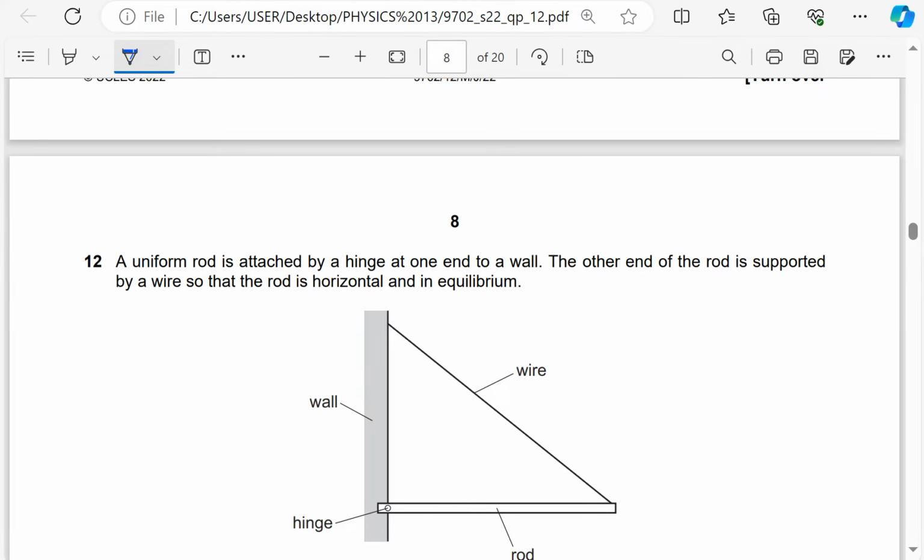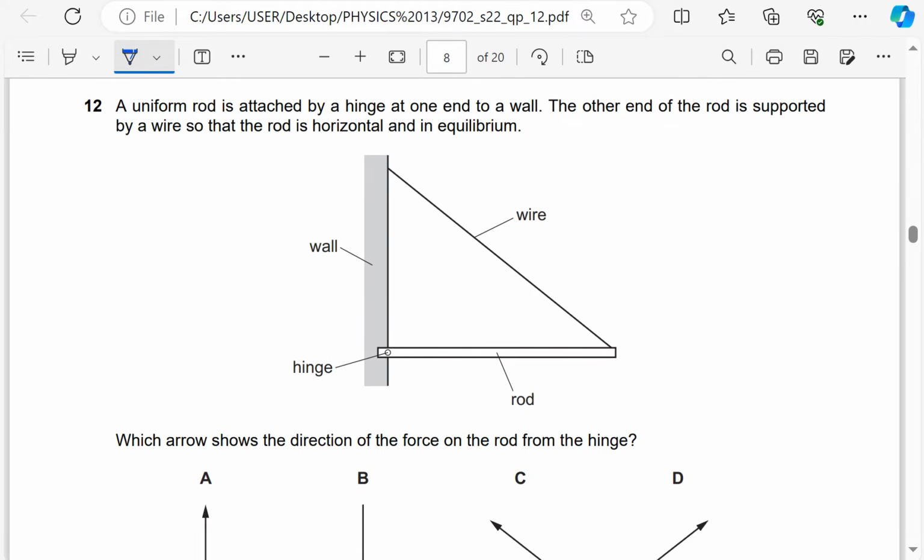A uniform rod is attached by a hinge at one end to a wall. The other end of the rod is supported by a wire so that the rod is horizontal and in equilibrium.